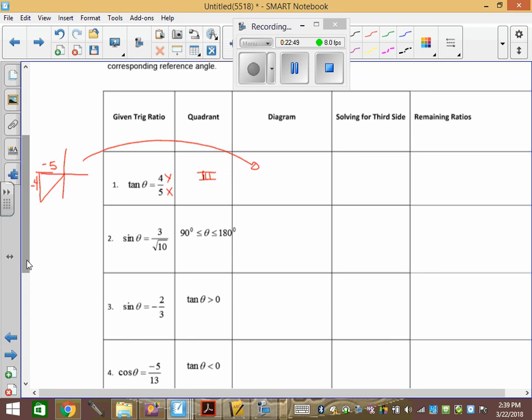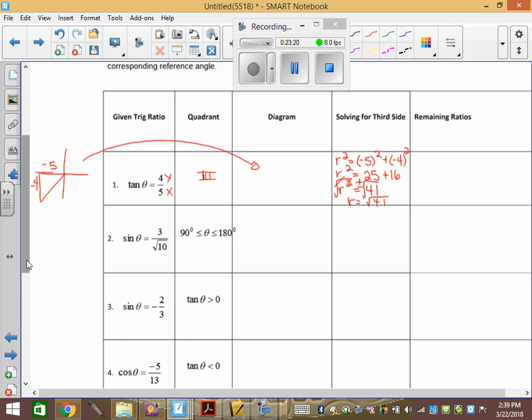Solving for the 3rd side, so we need R. R squared equals negative 5 squared plus negative 4 squared. R squared equals 25 plus 16. R squared equals 41. Square root. We take the square root, you take the positive or negative, but because it's R, it's positive. 41 is a prime number. It's not reducing. Its only factors are 1 and 41.